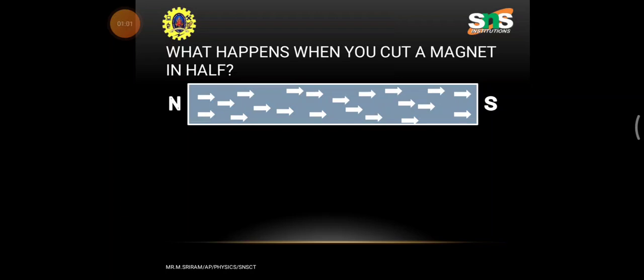Now consider an electron describing a circular orbit of radius r around a stationary nucleus at the center. The electron rotates with a constant angular velocity. Now the electron spin moment: what happens when we cut a magnet in half.